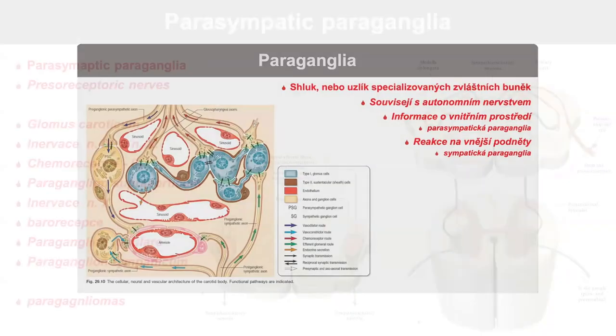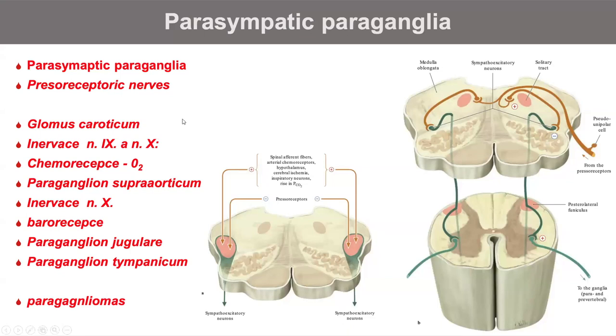This is the introduction, and now the parasympathetic paraganglia. For example, the most common are the proprioceptors or baroreceptors, which are located, for example, in the carotid sinus at the beginning of the internal carotid artery, and the glomus caroticum or carotid body, which is located at the bifurcation of the common carotid artery, which is divided into the internal and external. And this is a chemoreceptor because it's very sensitive to changes in the concentration of O2 and CO2, and is innervated by the glossopharyngeal and the vagus, cranial nerves 9 and 10.